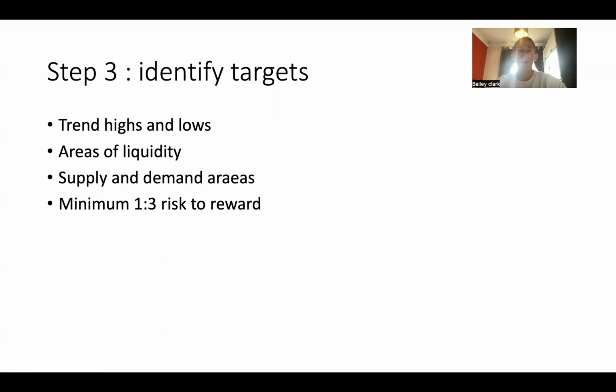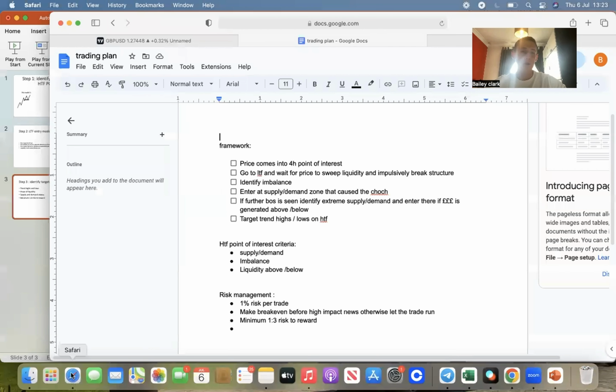And for this, we're going to use a minimum of a 1 to 3 risk to reward. If you can't get a 1 to 3 risk to reward, then I simply wouldn't take the trade. Simple as that. So if we go back now and look at the actual trading plan.